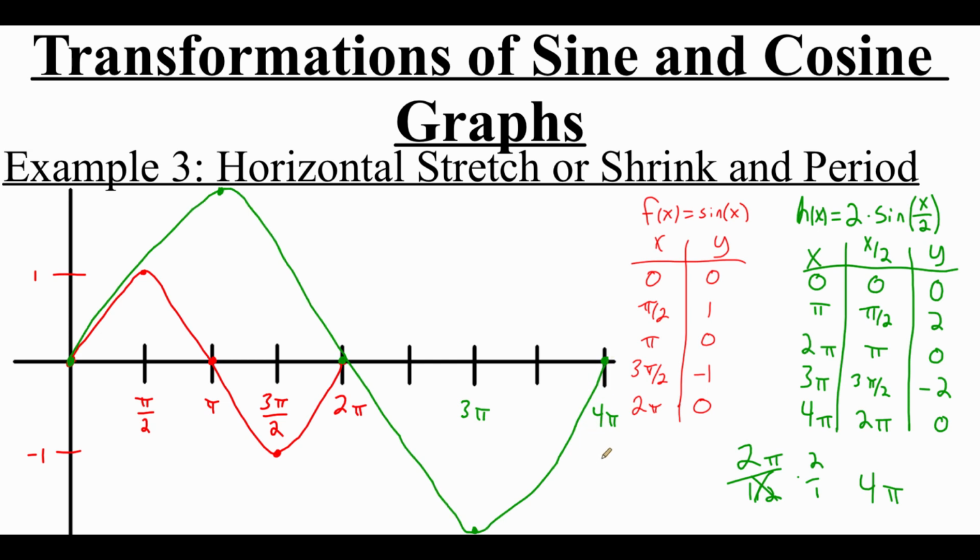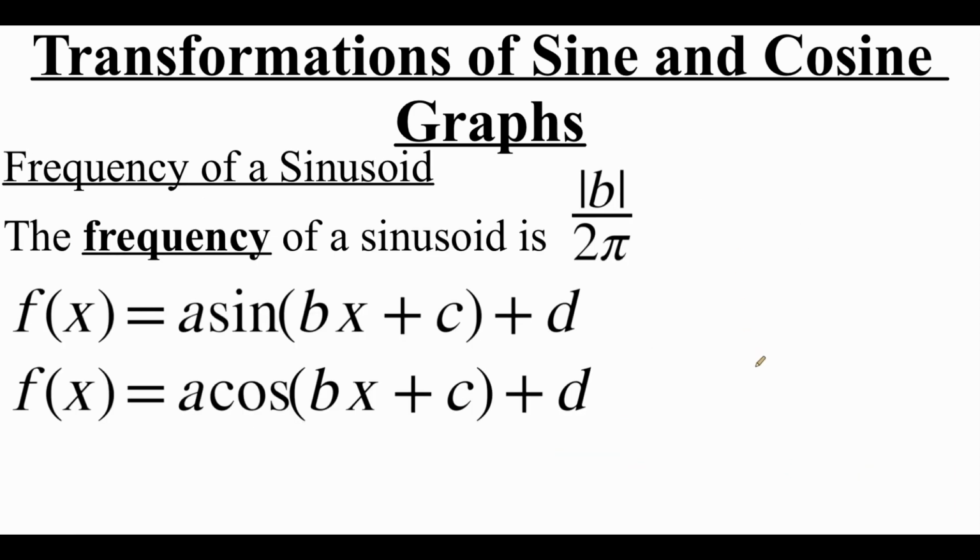And now we should notice that 2 things happened with our graph. One of the things that happened, because we have this 2 out in front, my graph got taller because it's a higher amplitude. The other thing that happened was we had a longer period, so this graph got stretched out horizontally. Now something sort of related to the period of a sinusoid is the frequency.